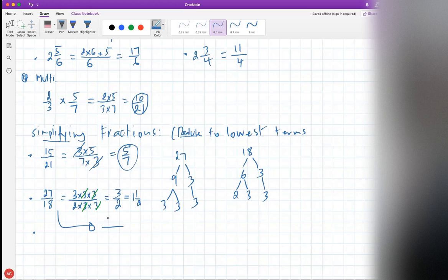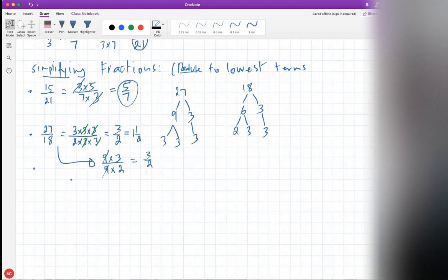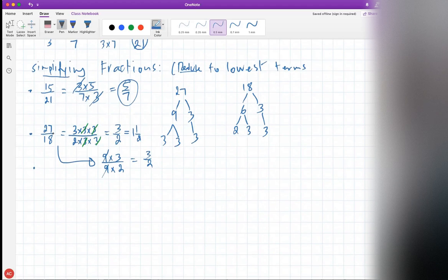You can say this is 9 times 3, and 18 is 9 times 2. You can just cancel that 9 quickly, and you get 3 over 2. Instead of breaking everything down, feel free to do these shortcuts if you can see the highest number that can go into both. You don't have to do it every time like this. This is just the regular, longer way, but you can definitely use a quicker way like this. 27 over 18 is the same, as you can see, we get the same answer.